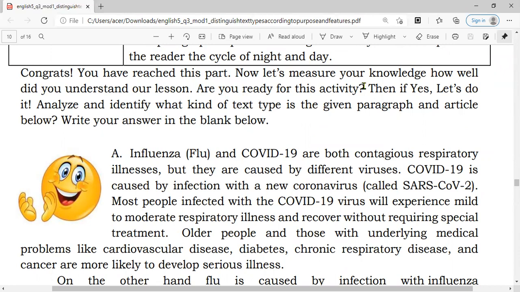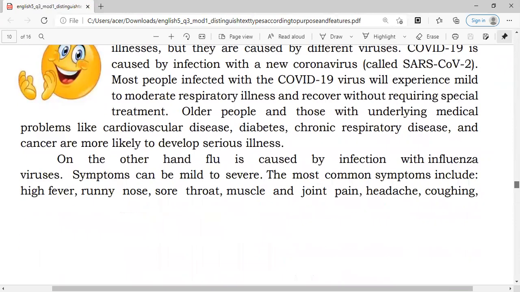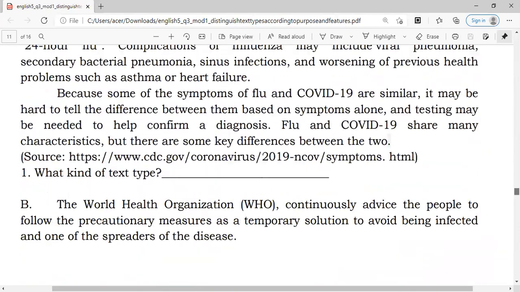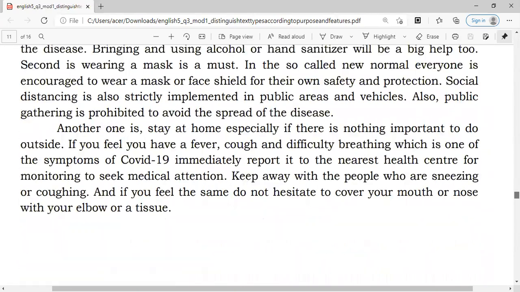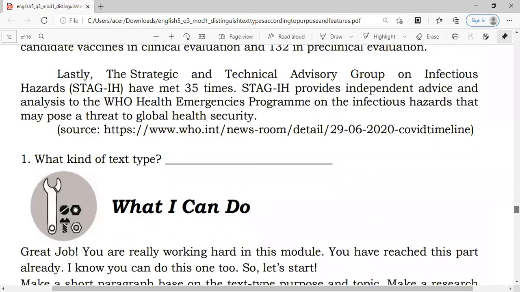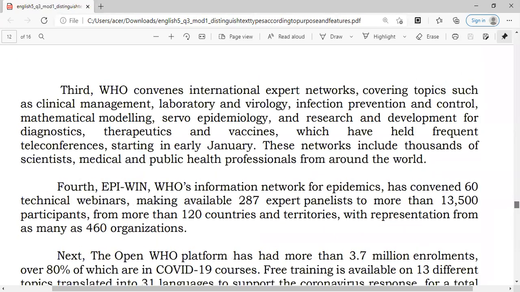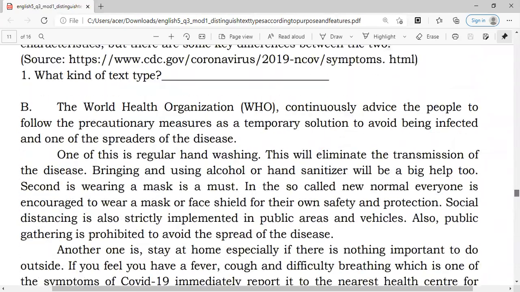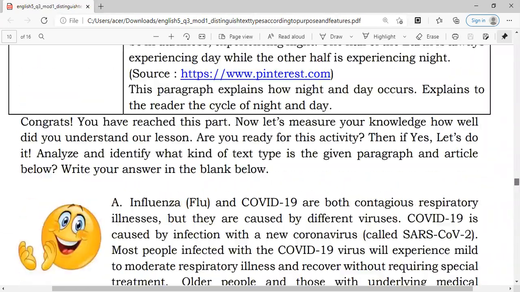Now let's measure your knowledge. How well did you understand our lessons? Are you ready for this? Then if yes, let's do it. Analyze and identify what kind of text type is the given paragraph and article below. Write your answers in the blank. So they have influenza, A, and then B, C, and okay. So until C. So let's have more practices on this one.